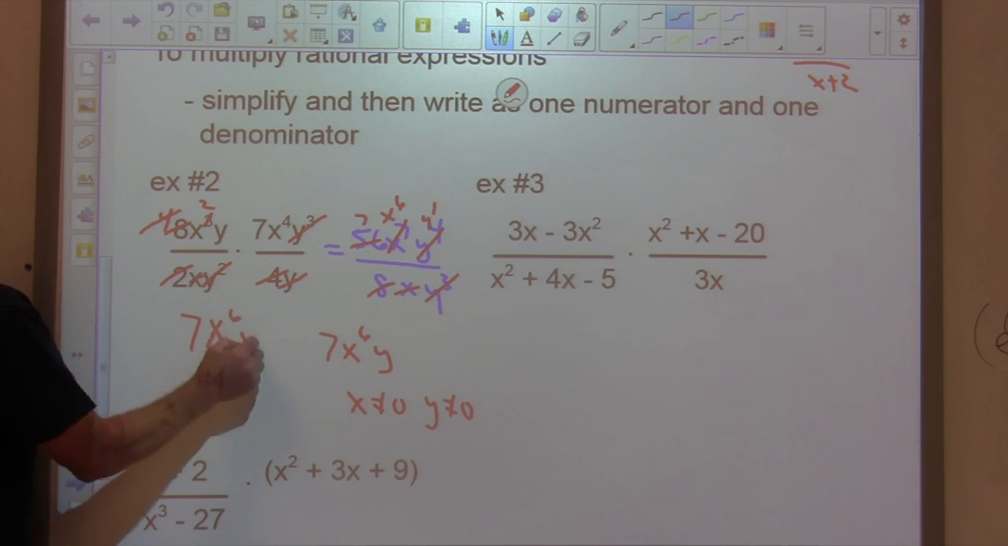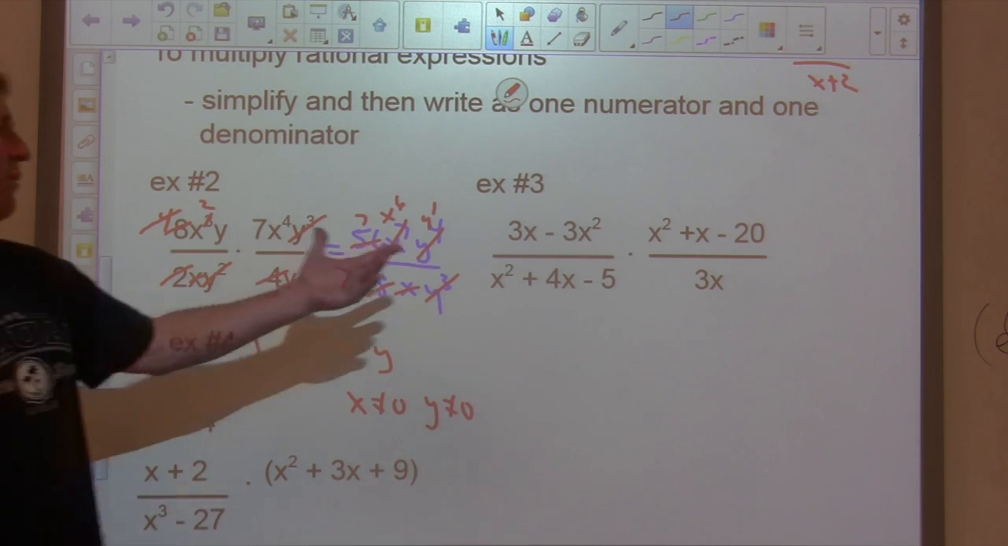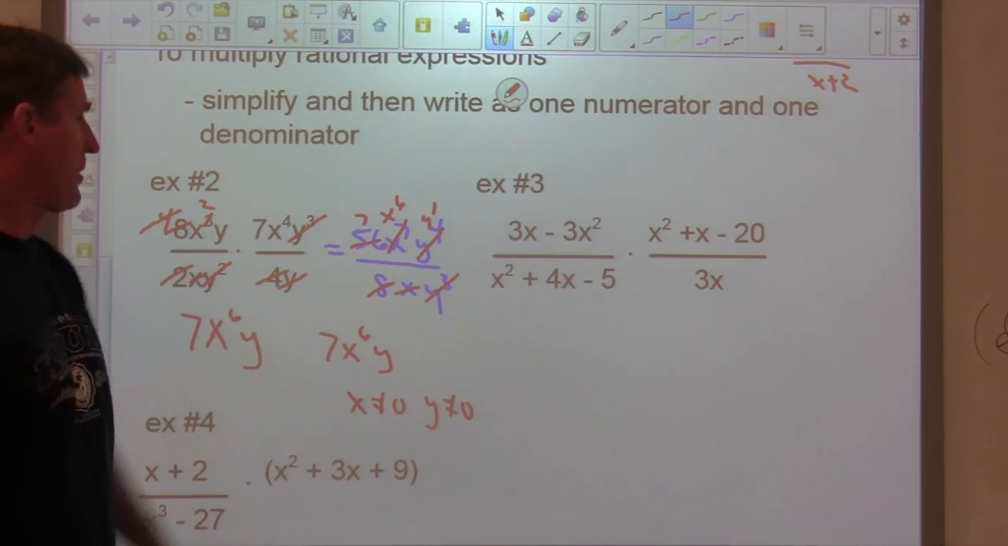And a y. And I'm done. So whatever way you think is easier for you to do, by all means do it that way. It won't really make any difference once you get into the more complicated ones.